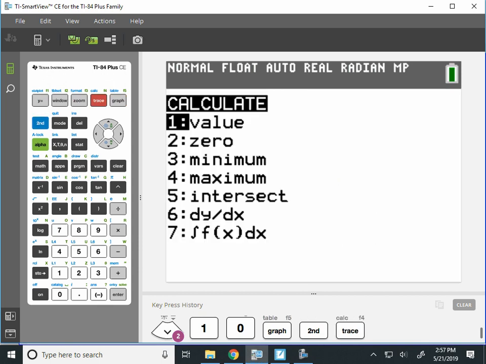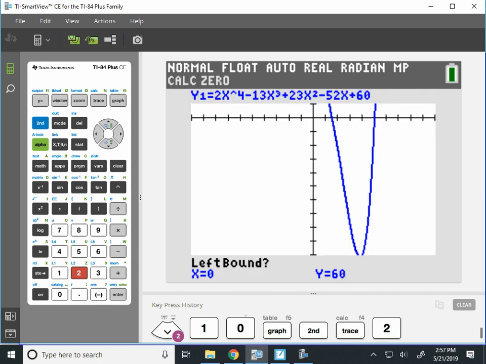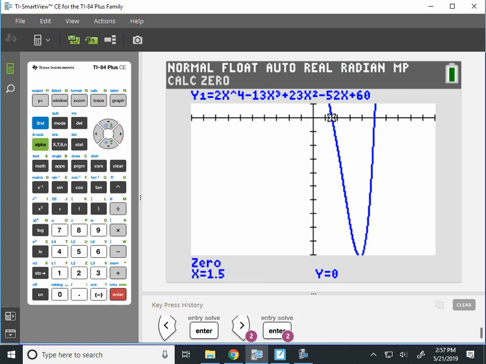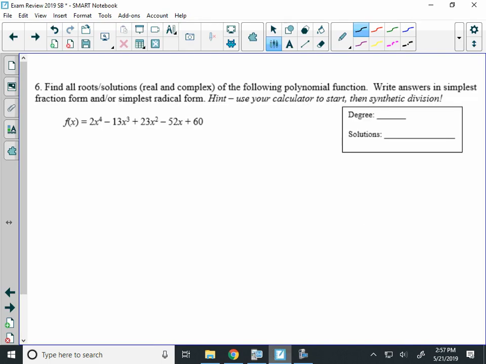So let's trace our x-intercept. I'll do the left one first. So here, if I go a little bit, there we go. All right, so I'm a little bit above to the left. Enter, go below, hit enter again. One of the roots is at 1.5. So take a minute, we're going to write that down on our paper.